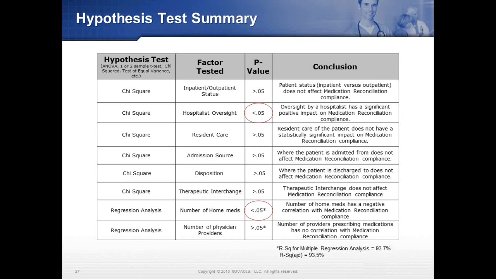One huge aha was the statistical chance of a medication reconciliation error occurring when there was a hospitalist on the case was 0. The p-value here was actually 0. So that was a huge clue that we would follow up further in our analysis to see what the future state or the improved process needed to be. And then, of course, we learned that inpatient and outpatient status did not make a difference.